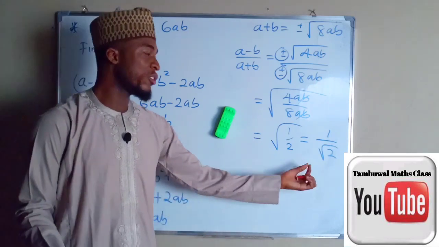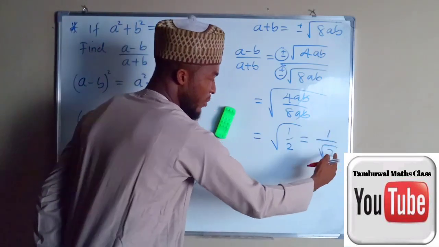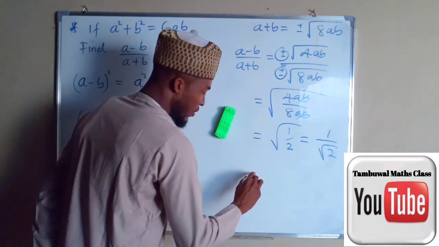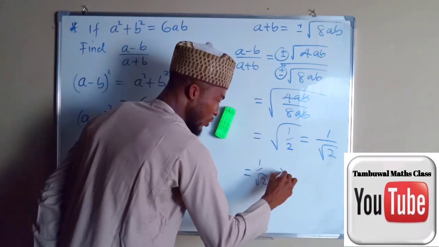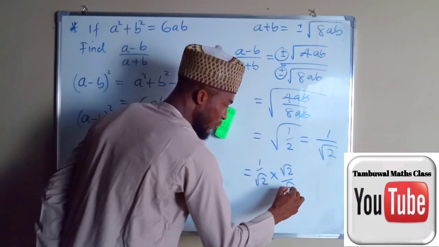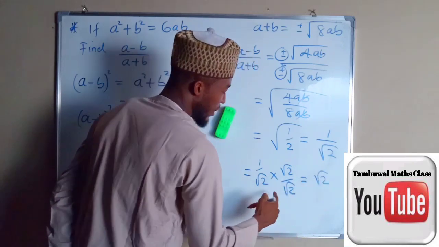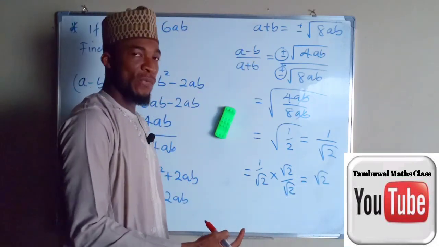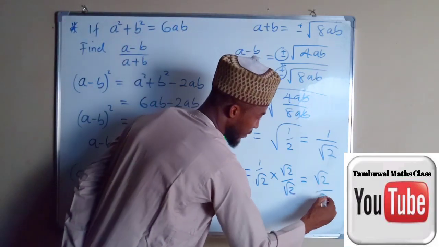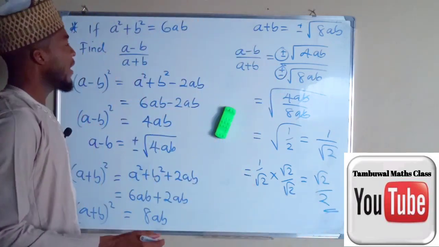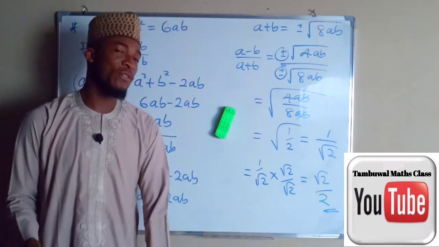Now finally, we are going to rationalize this denominator by multiplying numerator and denominator by root 2. So this is the same thing as saying 1 over root 2 times root 2 divided by root 2. This time this will give us root 2. This time this is root 4, and root 4 is 2. So finally, a minus b divided by a plus b is equal to square root of 2 divided by 2.